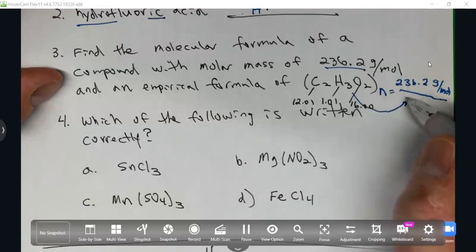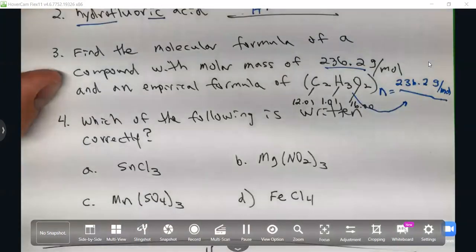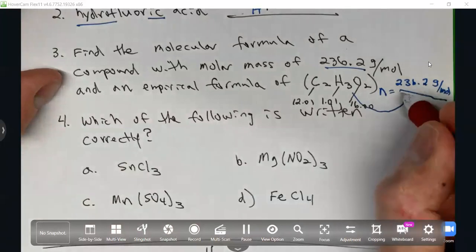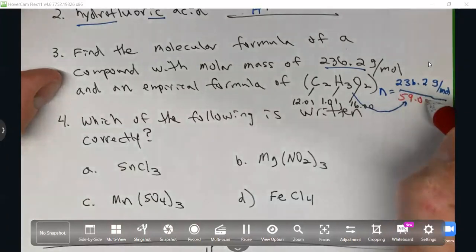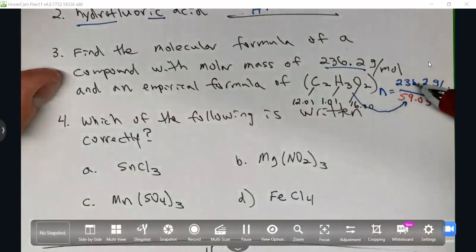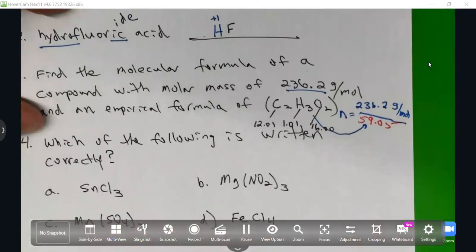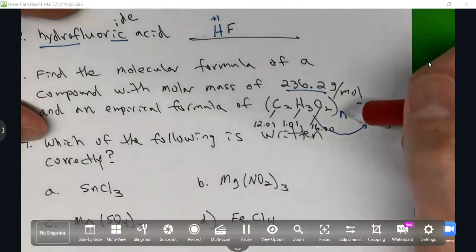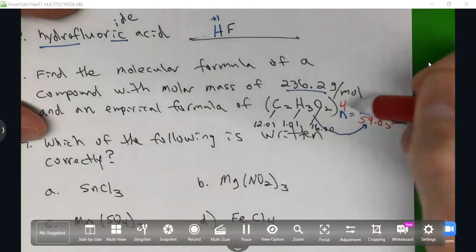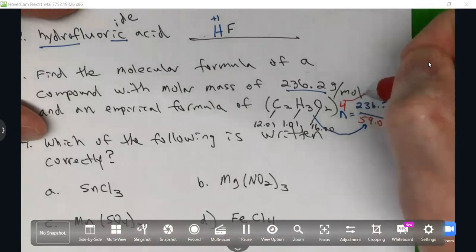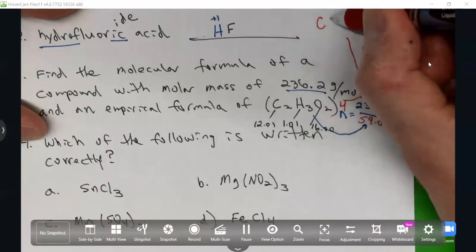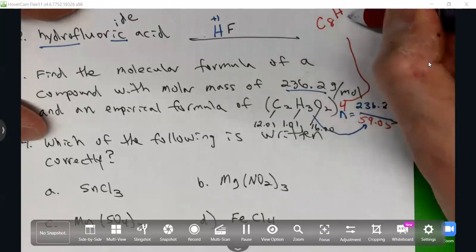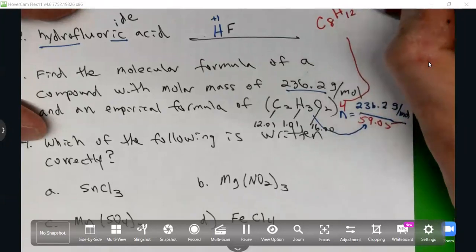What is the answer to this? 59.05. So this looks to be 4, right? So if that is 4, I can't believe I didn't leave any room for this. So if that is 4, you would end up with C8, H12O8.